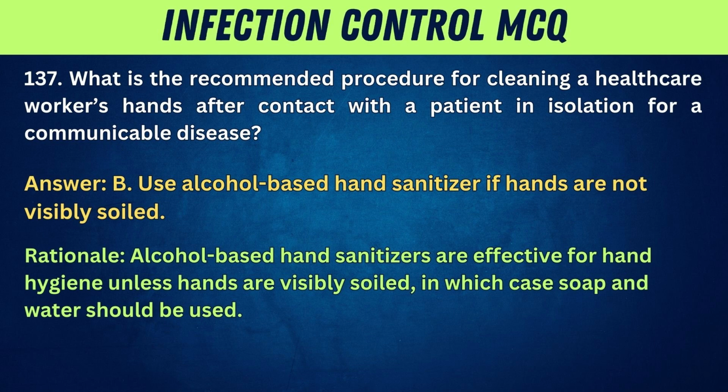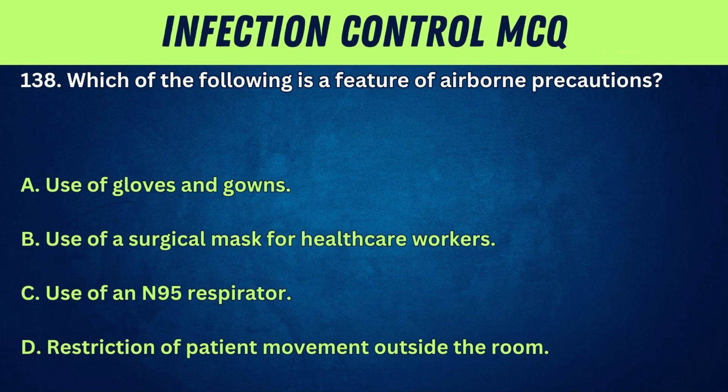Answer: B. Use alcohol-based hand sanitizer if hands are not visibly soiled. Rationale: alcohol-based hand sanitizers are effective for hand hygiene unless hands are visibly soiled, in which case soap and water should be used. 138. Which of the following is a feature of airborne precautions?